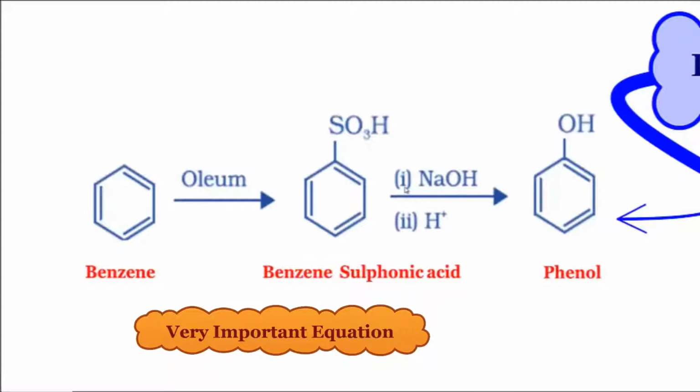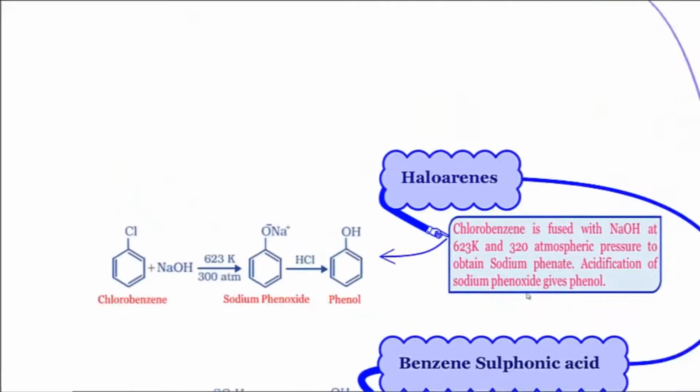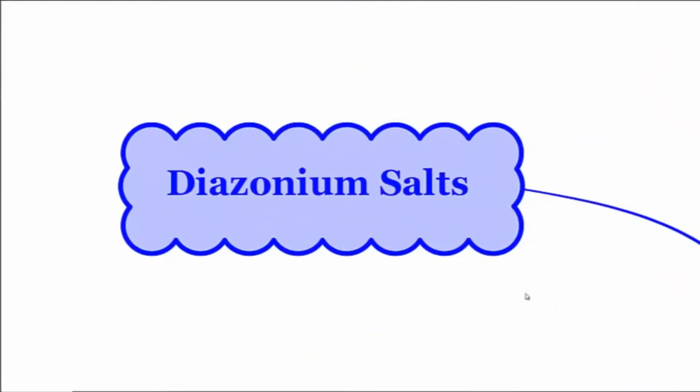Because we are writing step 1 and step 2 above and below the arrow, finally we can show the formation of phenol without showing the formation of sodium phenate. Still you will get complete 2 marks. This is the equation expected out of you. Now let's look into the third method of preparation of phenol from diazonium salt.